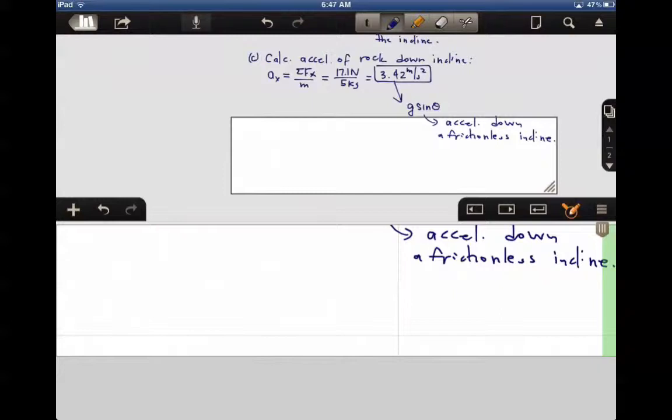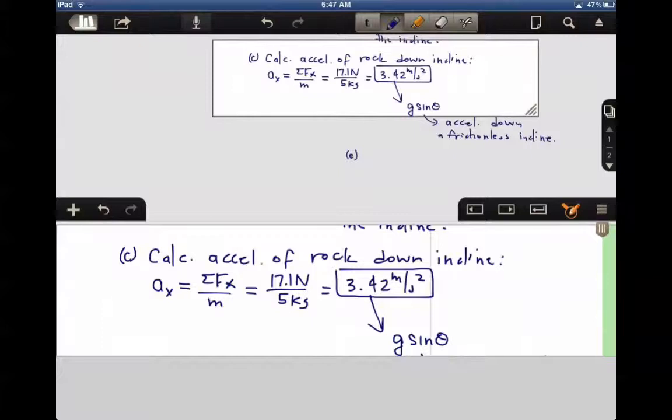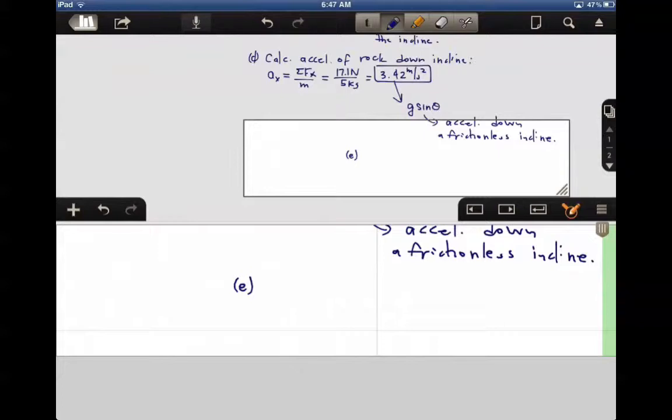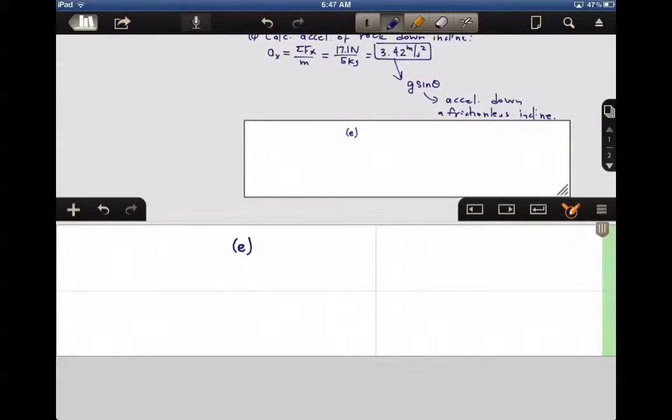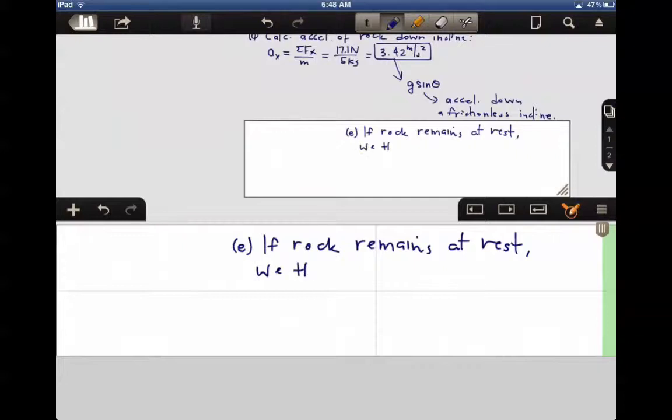The last question, I guess I'm actually up to E. I think I must have misnumbered. This last part was D. In the last question, E, you're asked, what is the force needed to keep the rock at rest? This is conceptual. If the rock stays at rest, we can conclude we know that the net force in the x direction is 0.